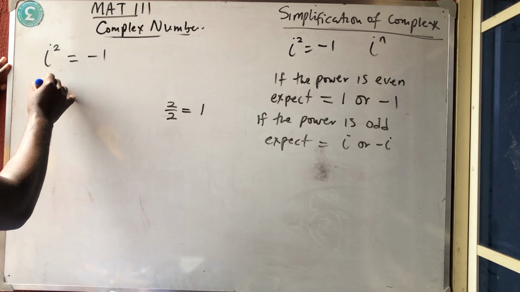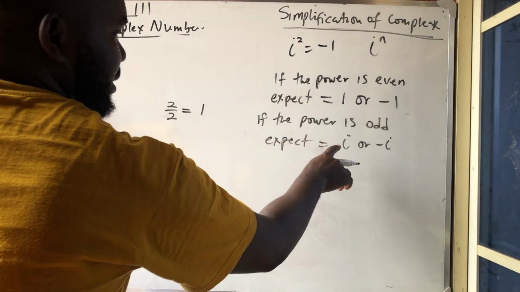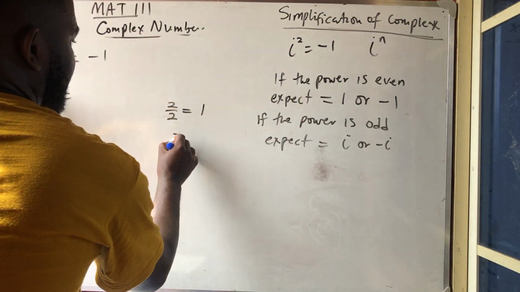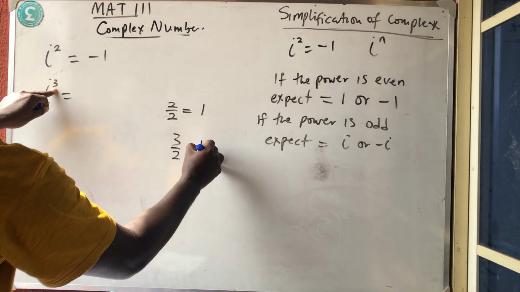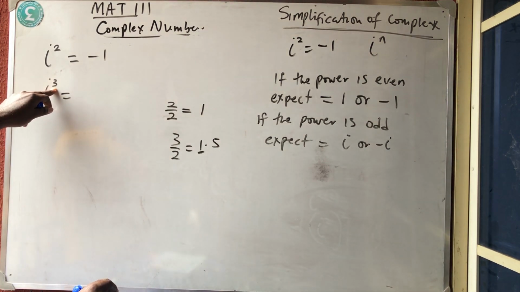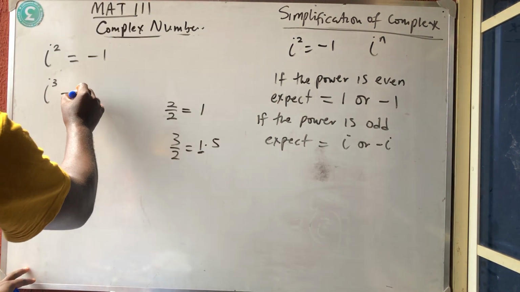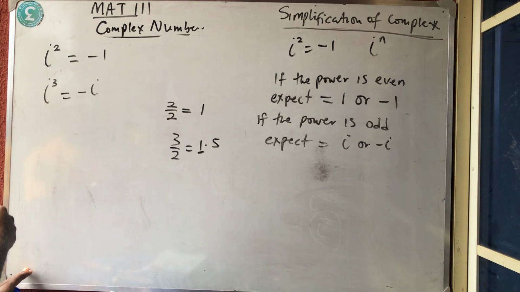Look at this one now. i raised to power 3. Let's go. 3 is an odd number. I'm expecting i or minus i. I will now say 3 divided by 2, which is what? 1.5. We don't need the point part. We only need the whole number part, which is 1. 1 is equally an odd number. So I will take the negative 1, which is what? Minus i.